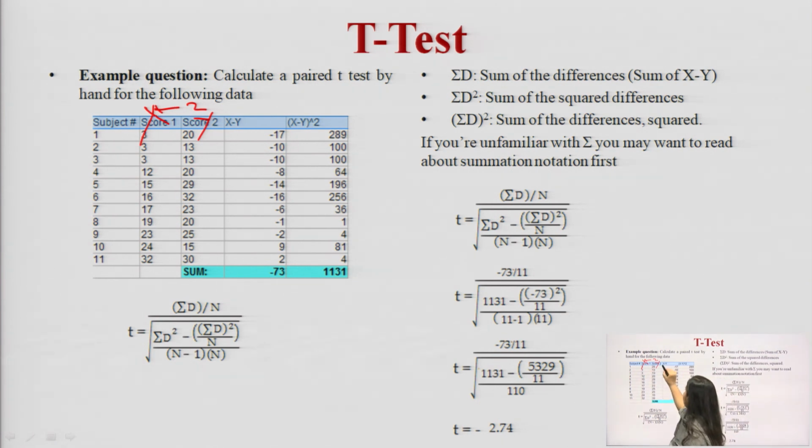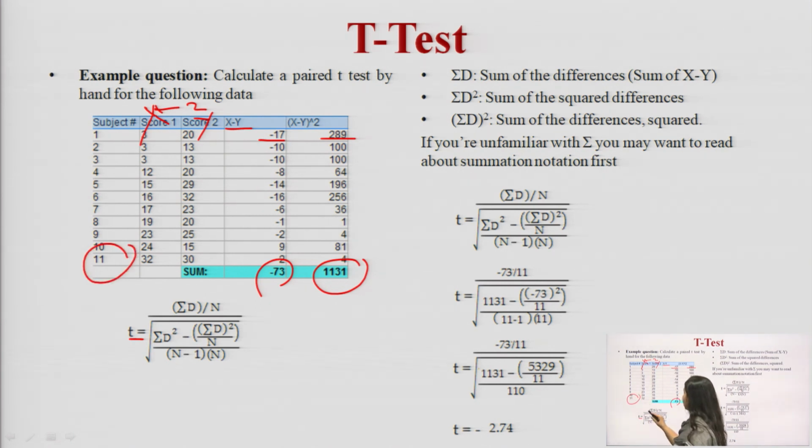We subtract x minus y, whatever value we get, then we take (x minus y) squared. So, 3 minus 20 gives minus 17, then we square this minus 17 and get 289, and at the end you will sum up. So, the total value you get is minus 73, and then the sum of squares you evaluate is 1121, and then we put in the formula.